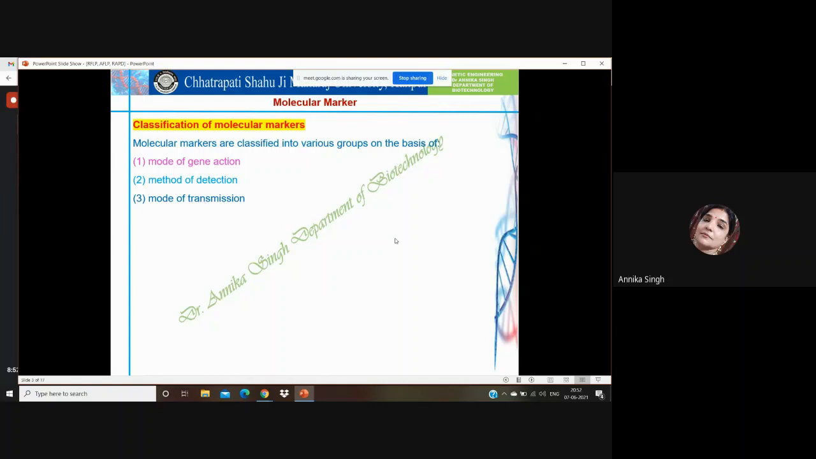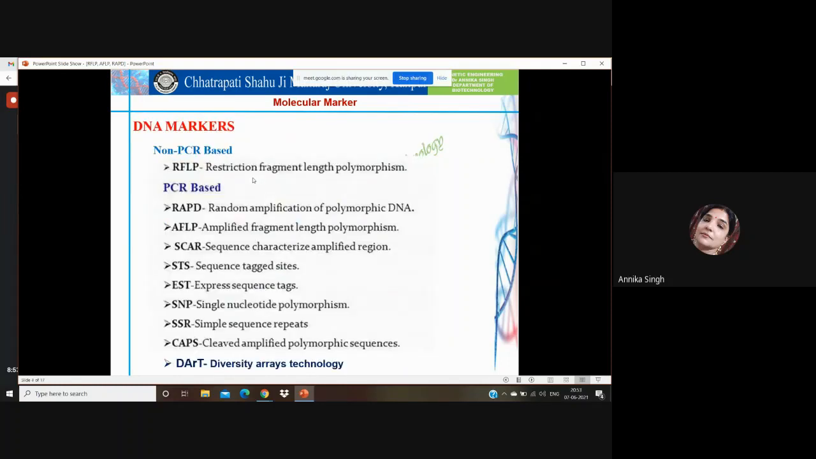The next criterion for the classification of these molecular markers is the mode of transmission. What is the mode of transmission? It is paternal organelle inheritance, maternal organelle inheritance, biparental nuclear inheritance, or maternal nuclear inheritance. These are the basis of the mode of transmission. We will discuss more about the molecular markers which are classified on the basis of mode of gene action and method of detection. So first of all, let's go through the different types of DNA markers.